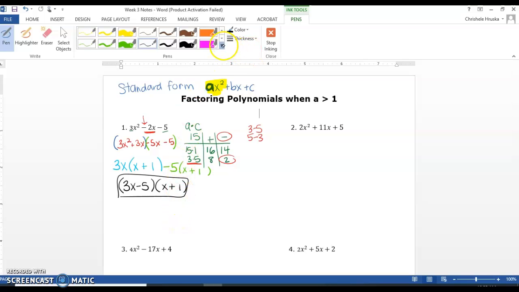Okay, number 2. 2x squared plus 11x plus 5. Again, we have A, B, and C. A times C is 10.